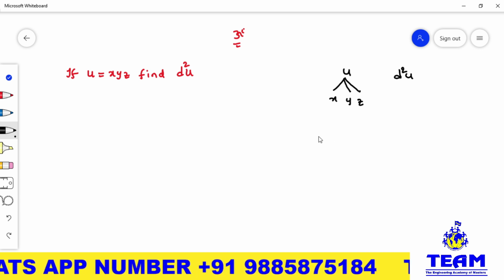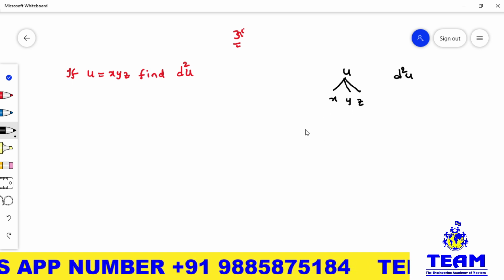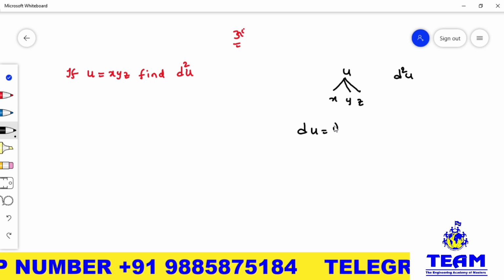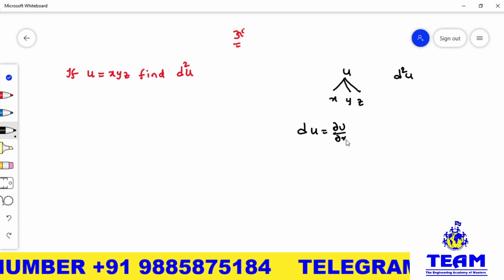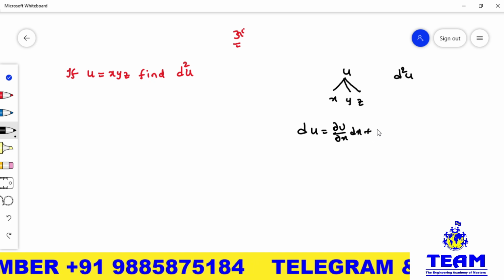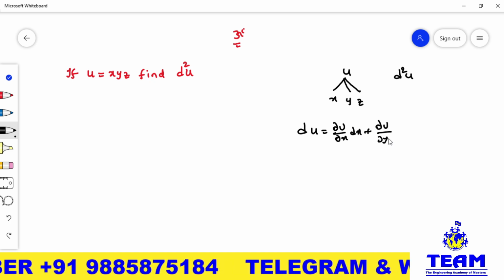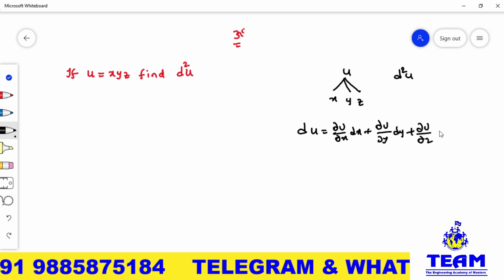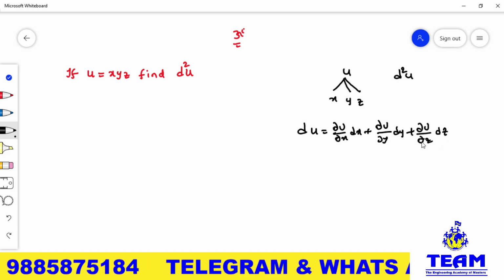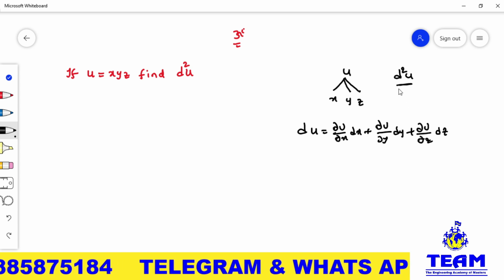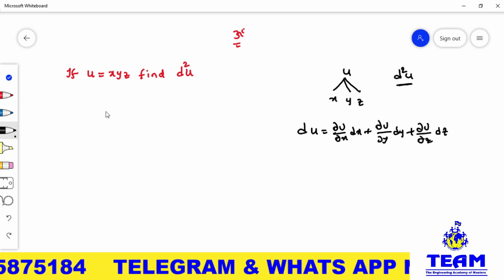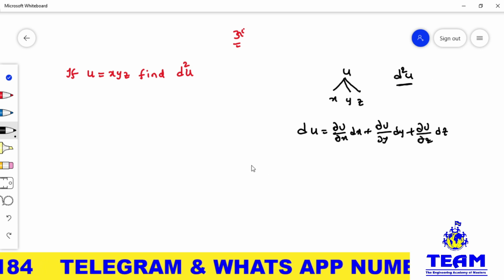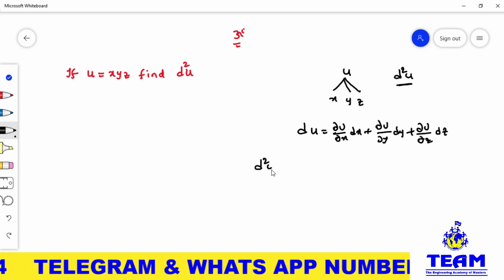We know that if u is a function of x, y, z, then the total differential du is equal to dou u by dou x into dx plus dou u by dou y into dy plus dou u by dou z into dz. We have to remember this formula. If you know this formula, then you can do this problem very easily. Otherwise you cannot do it, friends. You remember this d square u formula.